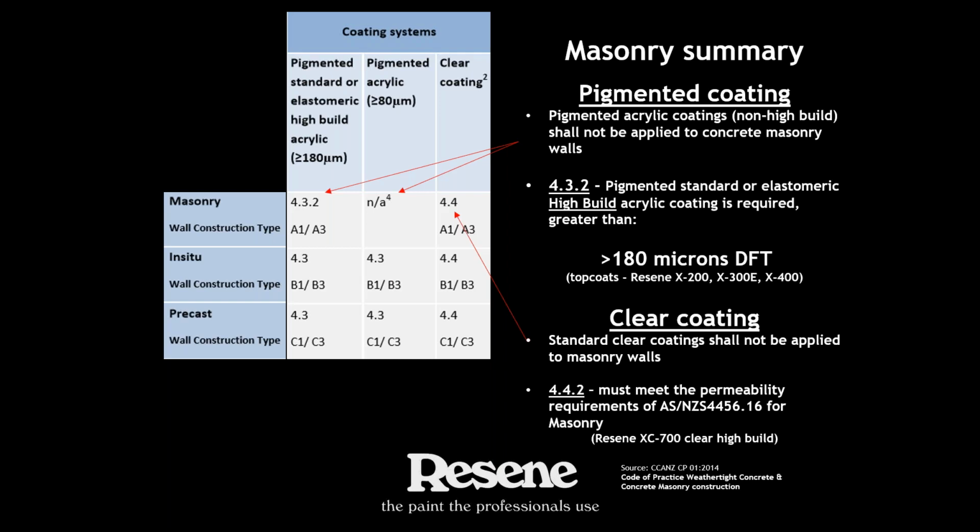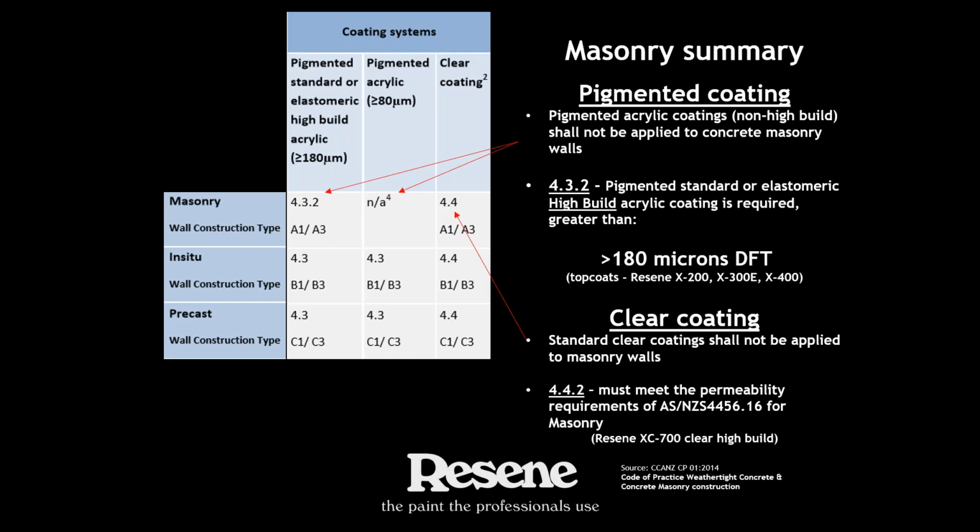So for masonry, the one in the middle there that says not applicable, what that's showing you is a pigmented acrylic coating or a standard acrylic coating at 80 microns or greater is not applicable. What that means is you can't put a standard acrylic coating on masonry. It requires a weather-tight coating system on there.